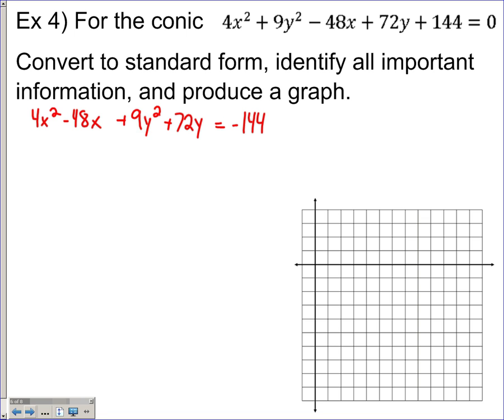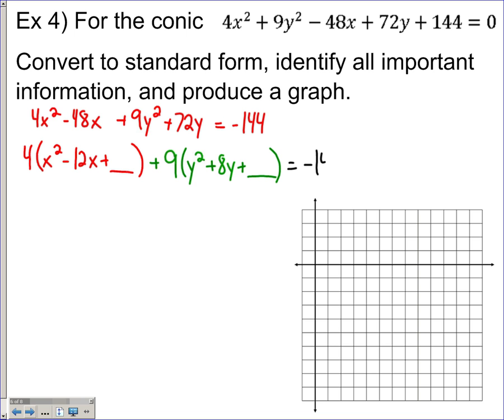So in red, I'll do the x term. So I've got 4 times the quantity x² minus, if I factor out a 4, I get minus 12x plus a blank. And then in green, I'll put the y term. So I'm going to factor out a 9. And I get y² plus 8y plus a blank. That's going to be equal to our original negative 144. That I need to add on 4 times that red blank, and I need to add on 9 times that green blank for x and y.